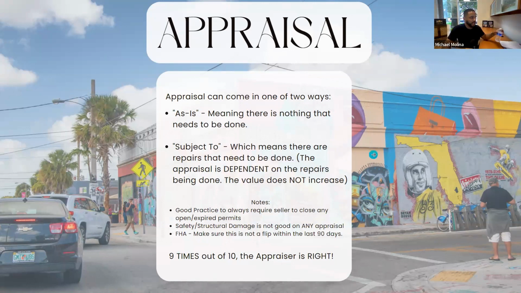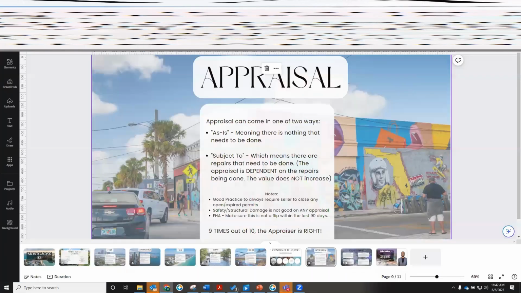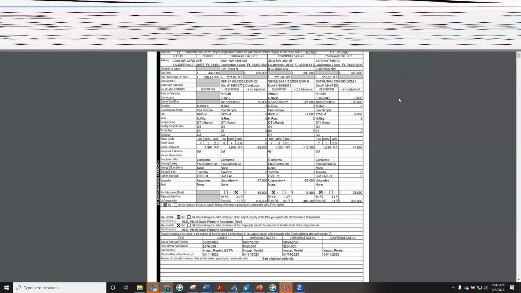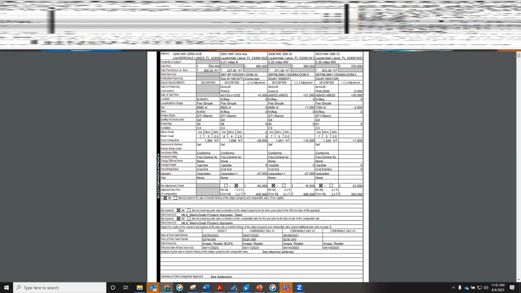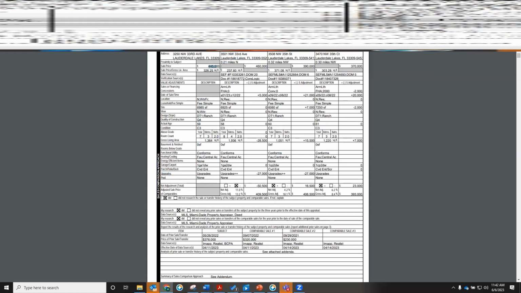And I actually have a good scenario for you guys. So let's get out of this. So this appraisal was done a couple months ago already. But the purchase price that we had here was 445, right? Can you guys let me know if you see that, just to make sure?